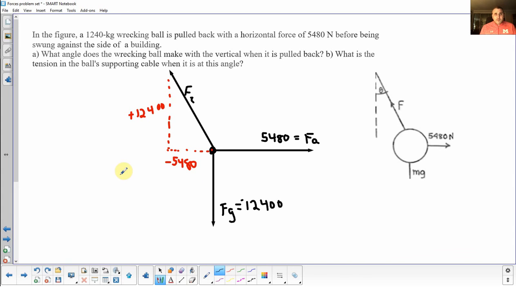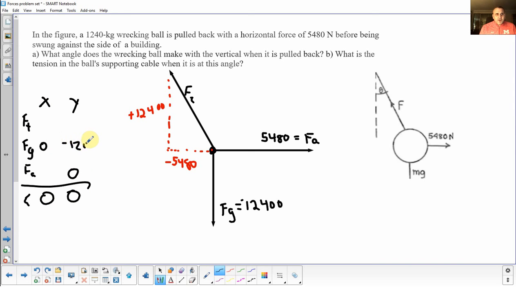And I'll start it off for you at least. You've got the XY, you've got the tension, Ft, you've got gravity, and you have the applied force, and you know that the total of these things is going to be equal to 0. So the Fg is 0 in the X, the applied force is 0 in the Y, the gravity is negative 12,400 in the Y, the applied force is 5,480 in the X, and then this stuff has to be negative 5,480, which we've got there, and positive 12,400, which we have here, to make something out of tension.